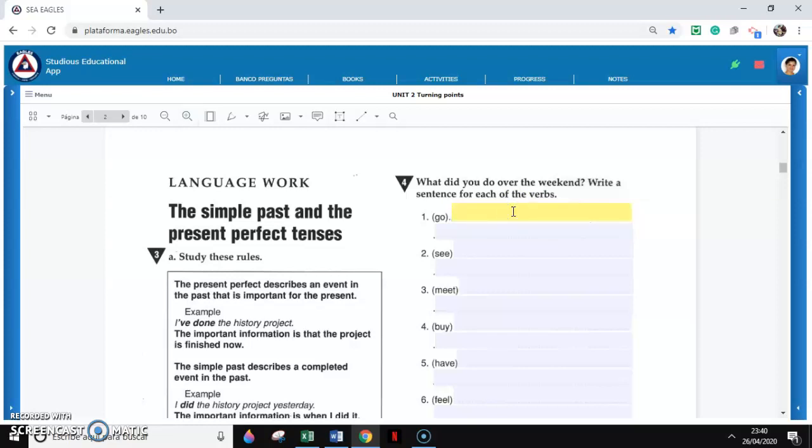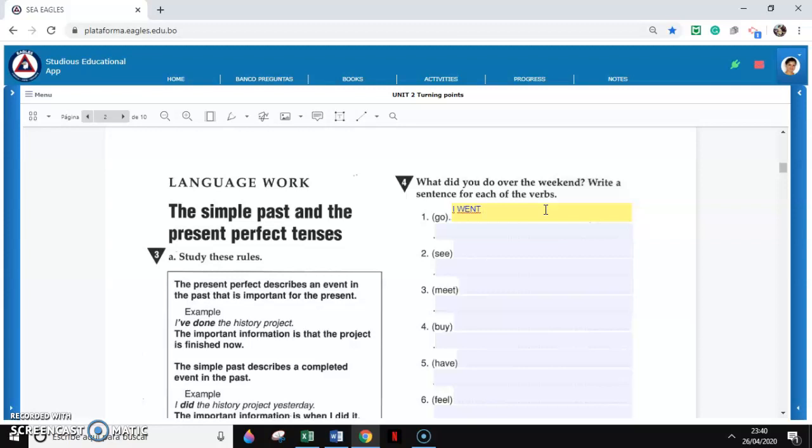Go. So I would like you to do this on your own, but I will help you with number 1. So over the weekend, that means that you need to use the past simple tense. Okay? So I want... well, actually, I didn't go anywhere because we are on quarantine. But let's just take an example.